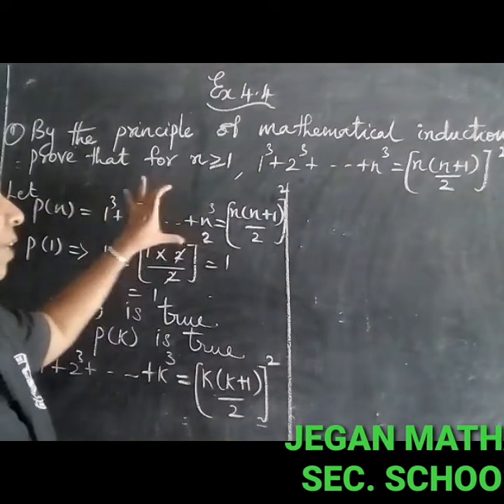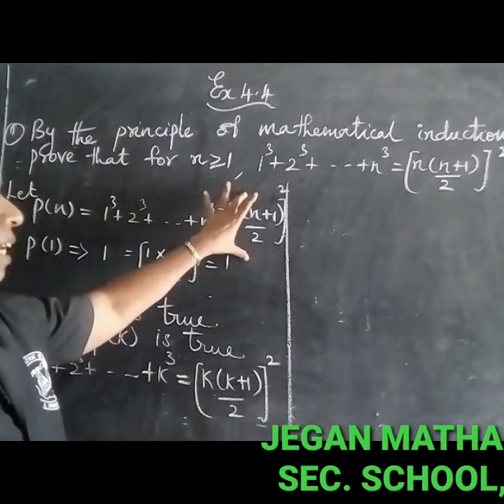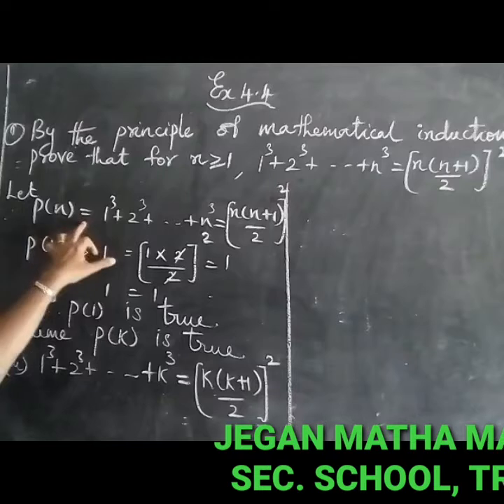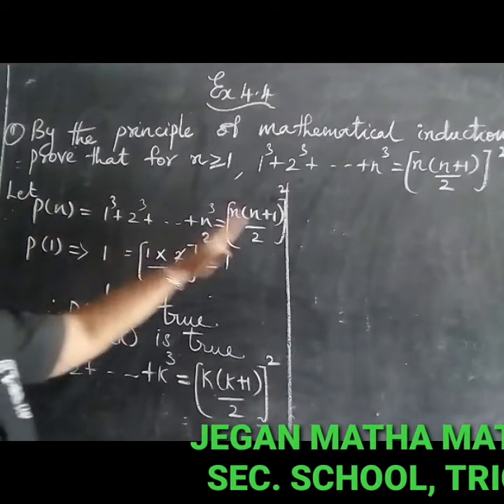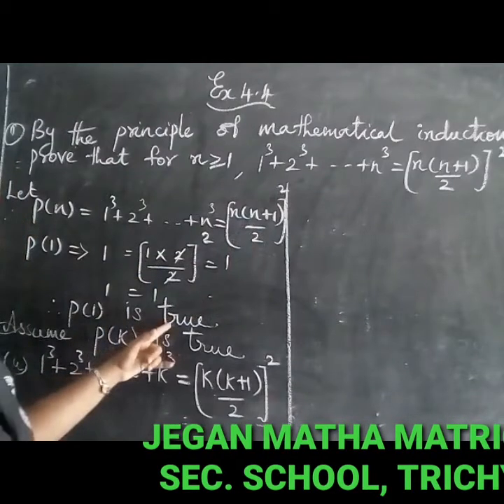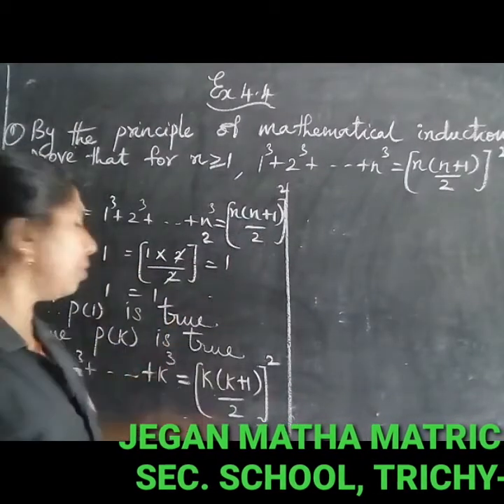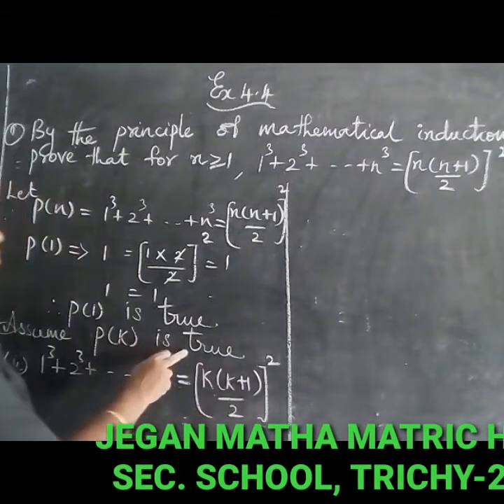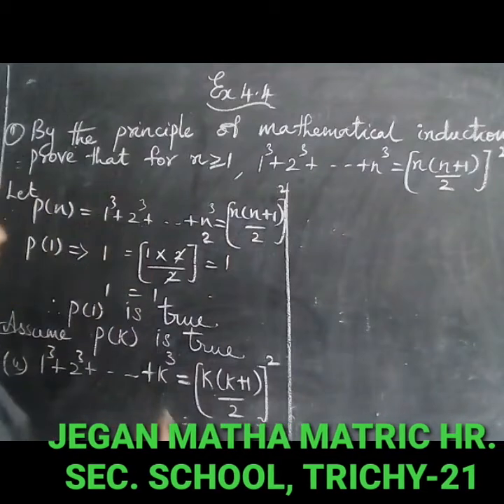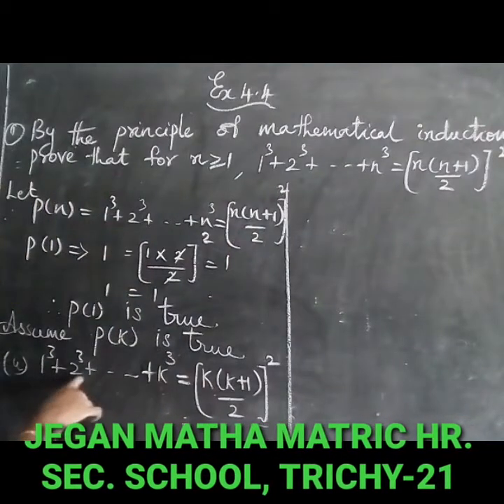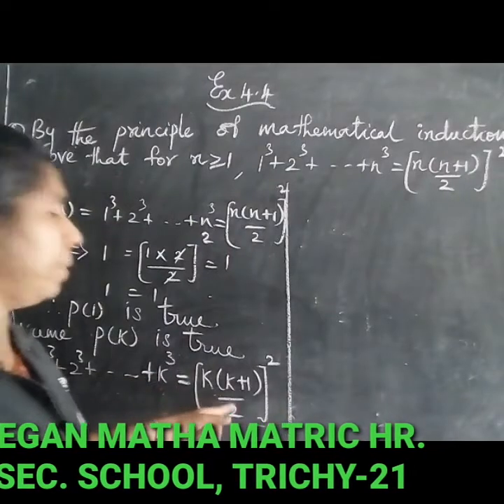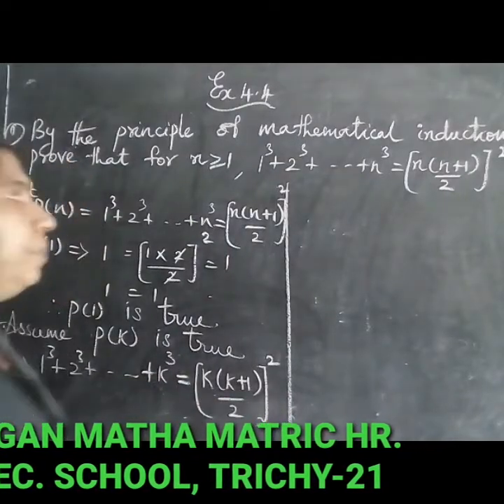So first step we have to assume P(n) be the given statement. Then we have to substitute n is equal to 1. Both left side as well as right side, both values are equal. Therefore, P(1) is true. For all the questions, we have to assume P(k) is true. P(k) is true means the given statement we have to express in terms of k. So 1 cube plus 2 cube etc. plus k cube equal to [k(k+1)/2] the whole square.